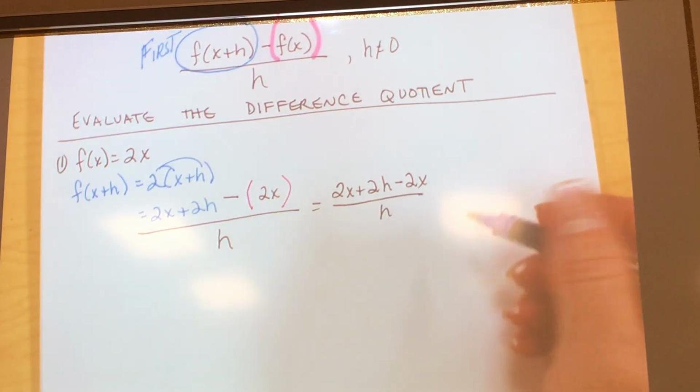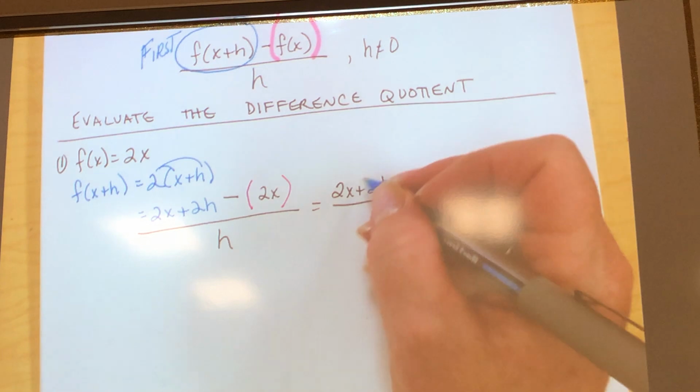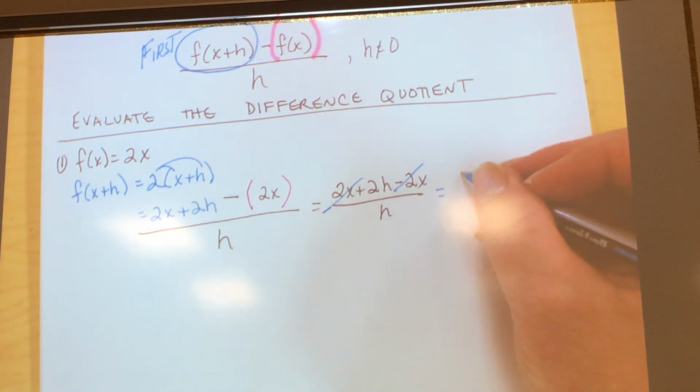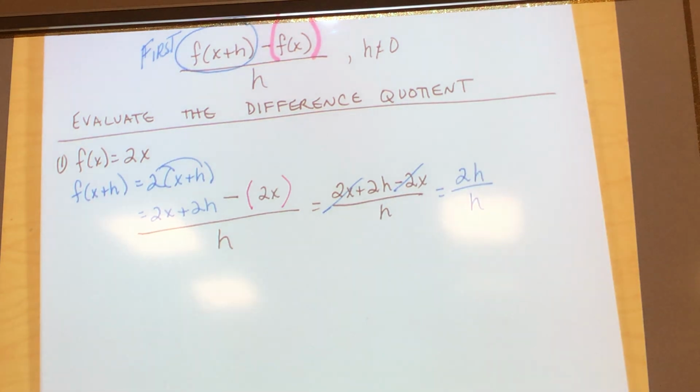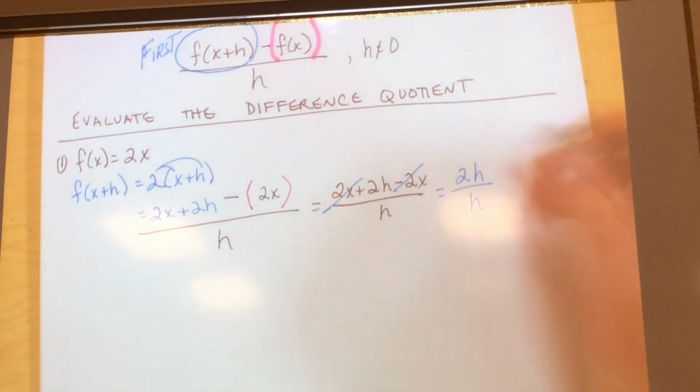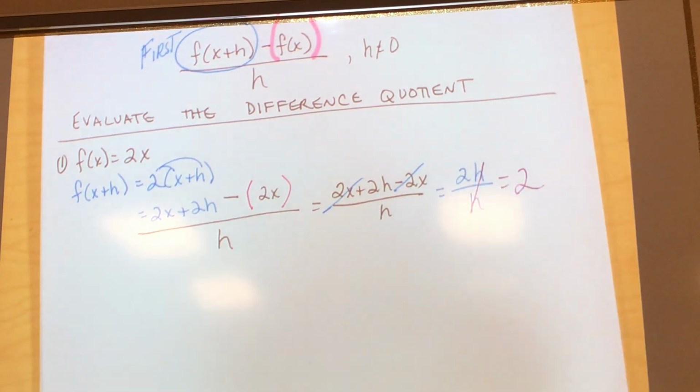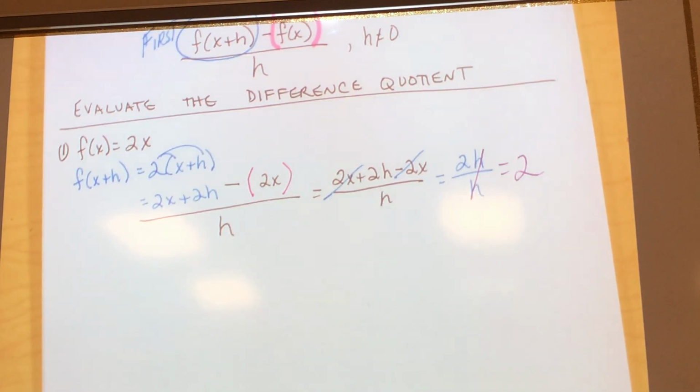Alright, what happens here? You cancel the 2x. 2 x's cancel, what am I left with? 2h over h, what happens? H is canceled out, and what's my answer? 2. There you go, guys. You just did a difference quotient.